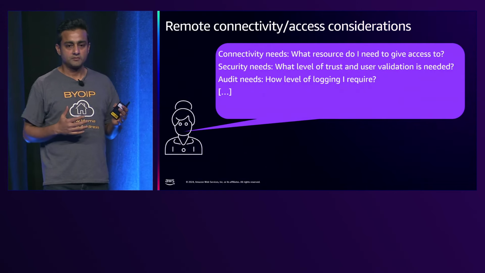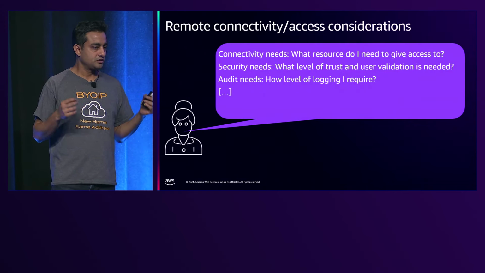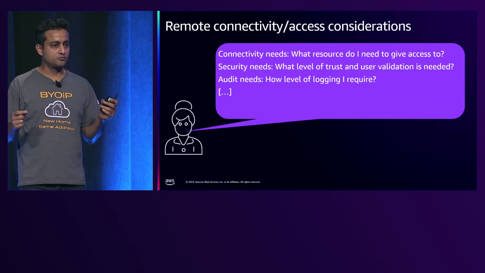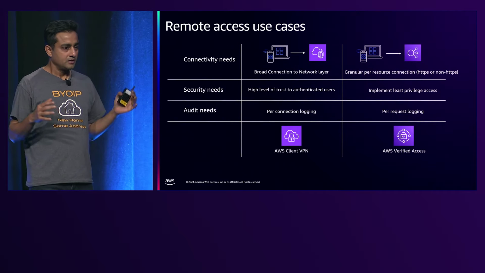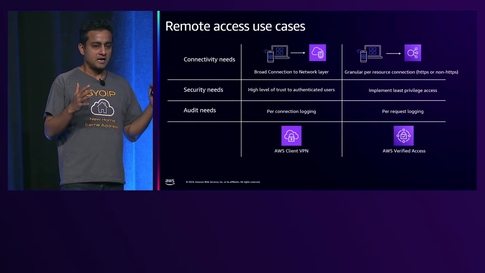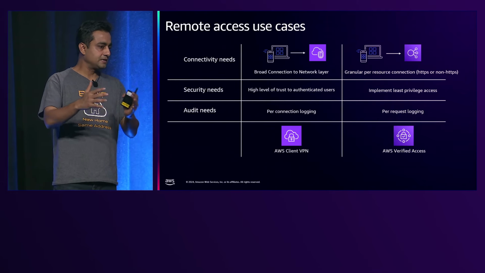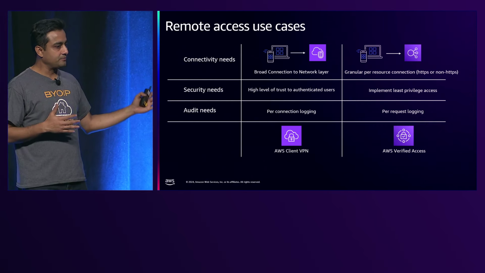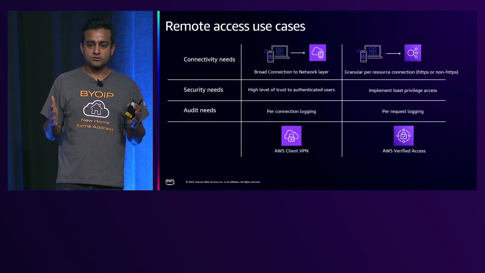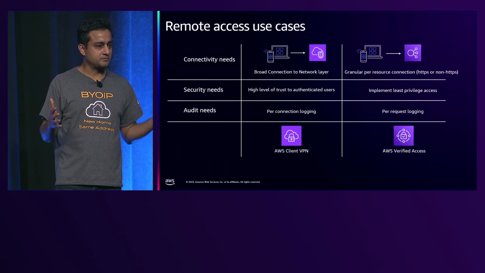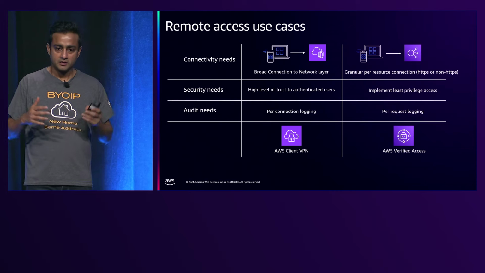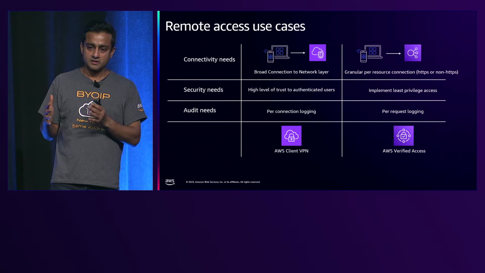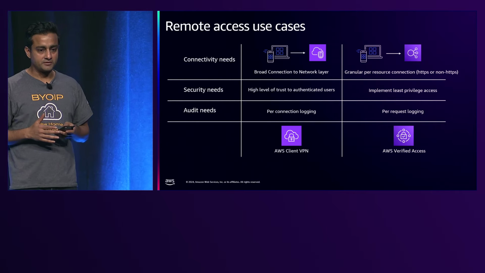Now, when to use which one? It all depends on your connectivity needs, your security needs, how much trust you have in the users, and what your audit requirement is, how granular you want your audits to be. For example, if you have high trust in your users and you want those users to connect to your network and access anything within the network, and you want to audit at the connection level, then Client VPN is the right tool for you. It's a well understood technology, VPNs have been there, many customers feel comfortable, so it's easy to operate. If you have zero trust requirements, granular access control, and you want to log and audit each and every connection request, then go for AWS Verified Access.